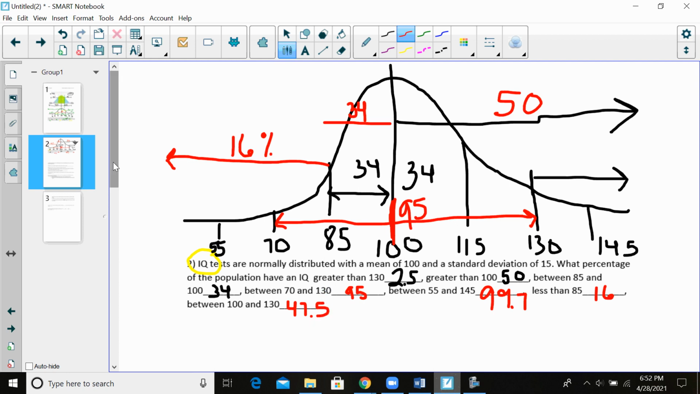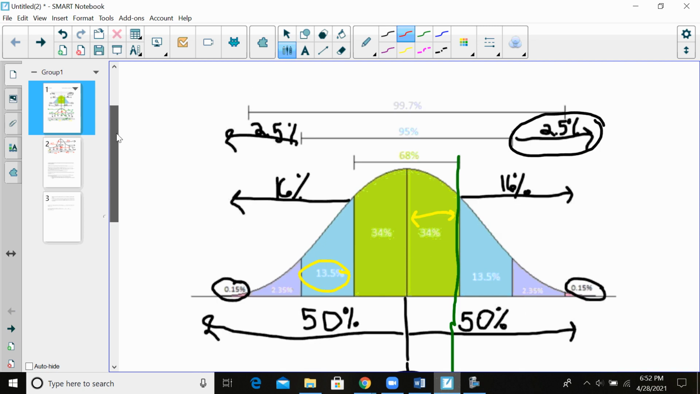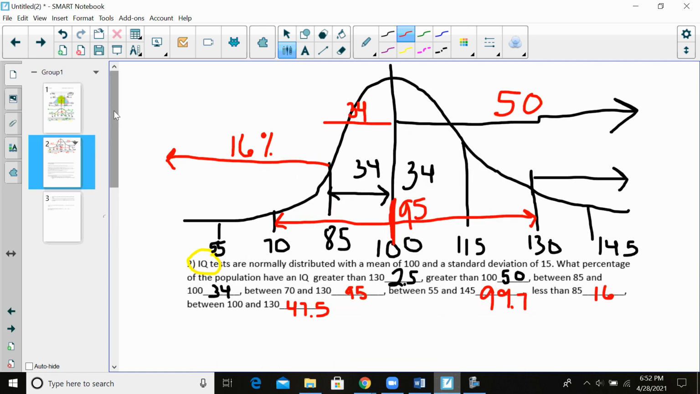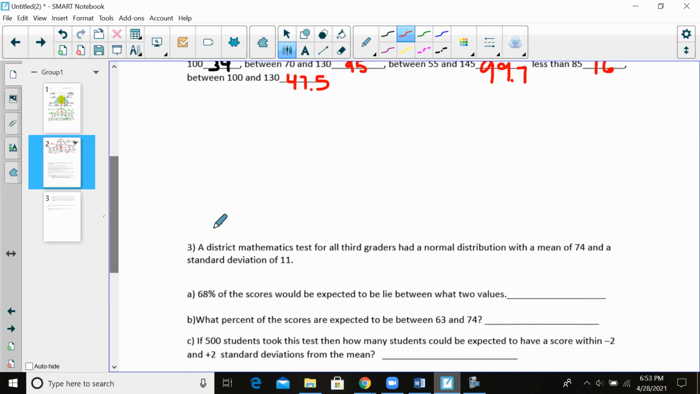If you didn't figure it out that way, you might have looked at this and said, what percent is between here and here? Well, I've got 34, add that to 13.5, and that's another way to figure out the 47.5%. So the next thing I want you to do is pause the video, try number 3.